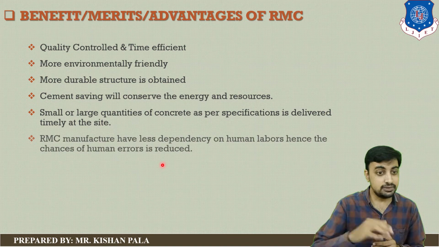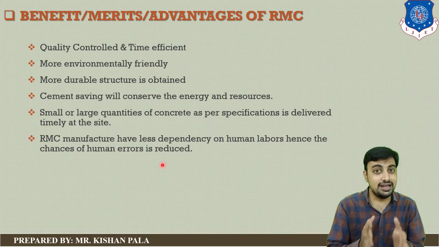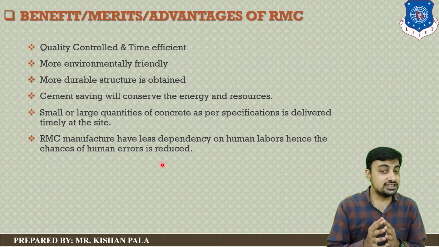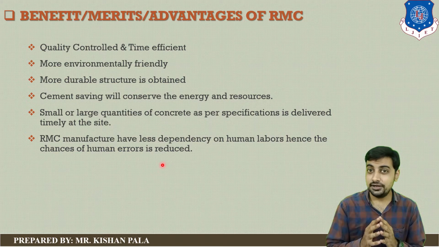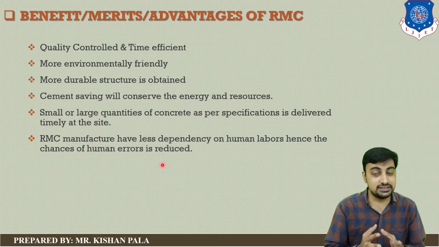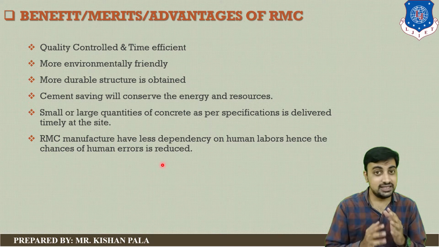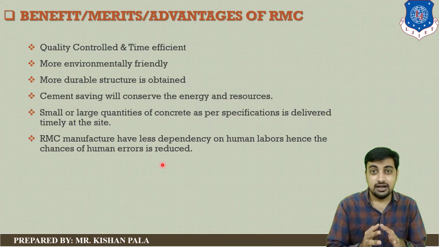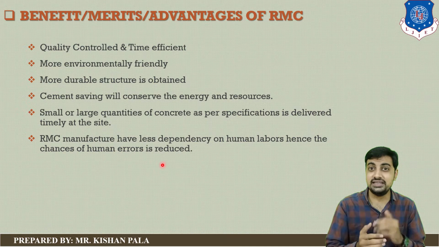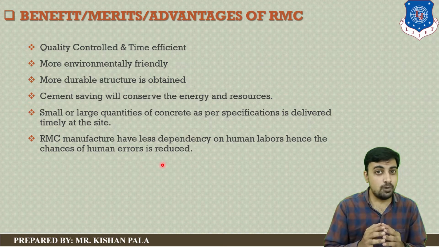Next one is that ready-mix concrete manufacturers have less dependency on human labor, hence the chances of human errors are reduced. Sometimes, with strength requirements and specifications, you have to focus on the quality of the concrete mass, and there is a possibility of error due to human error, because in that case you require skilled laborers for the higher grade of concrete mass.